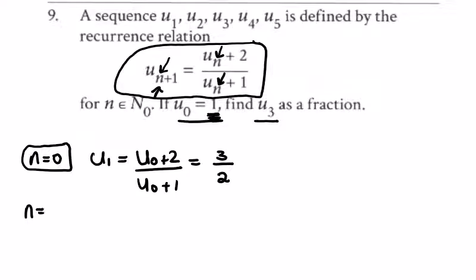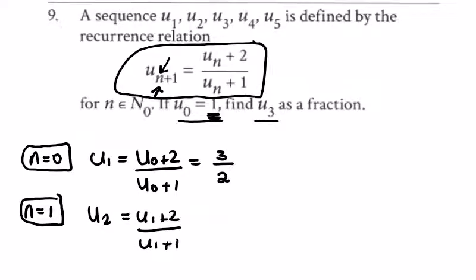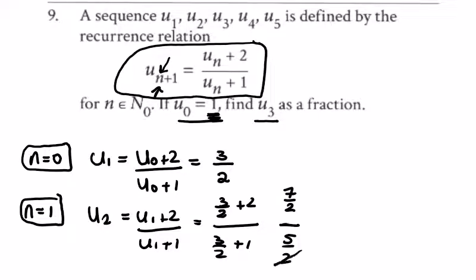Now we're going to let n equal to 1. We're asked to find u3 as a fraction. n equal to 1 will give us u2. So it's going to be equal to u1 plus 2 over u1 plus 1. Again, calculator use if you want. 3 over 2 plus 2 divided by 3 over 2 plus 1. So this is going to be 3 over 2 plus 2, which gives 7 over 2. And on the bottom, it's going to be 3 over 2 plus 2 over 2, 5 over 2. Same denominators to give us 7 over 5.